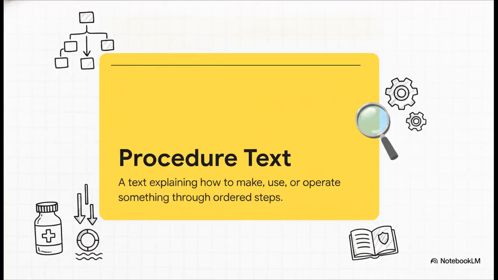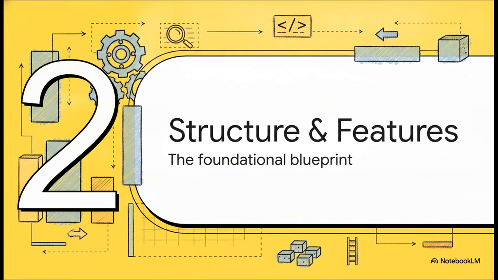At its core, a procedure text is just a guide. It explains how to do, make, use, or operate something through a series of strictly ordered steps. And the absolutely crucial phrase here is to achieve a successful outcome. Whether it's a medical prescription telling you how often to take your medicine or a technical guide on how a water pump works, these are the ultimate instruction manuals that keep us safe and make sure we actually reach our end goal.